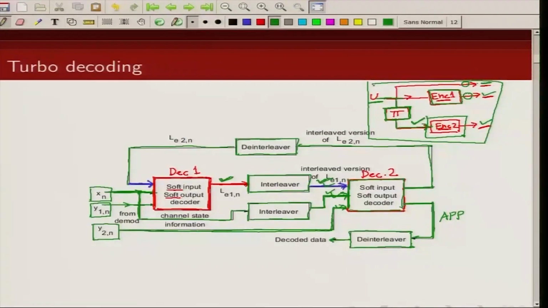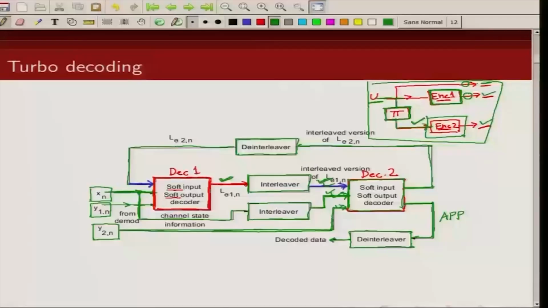what we are trying to do is decode encoder 1 first, and then encoder 1 passes some information to encoder 2. Encoder 2 receives some information from the channel and it receives some information from encoder 1. Using this, it tries to form some opinion about the information bits, which it passes on to decoder 1, and then decoder 1 uses that information. So, one iteration is when decoder 1 has finished decoding and decoder 2 has also finished decoding. So, that is my one full iteration.